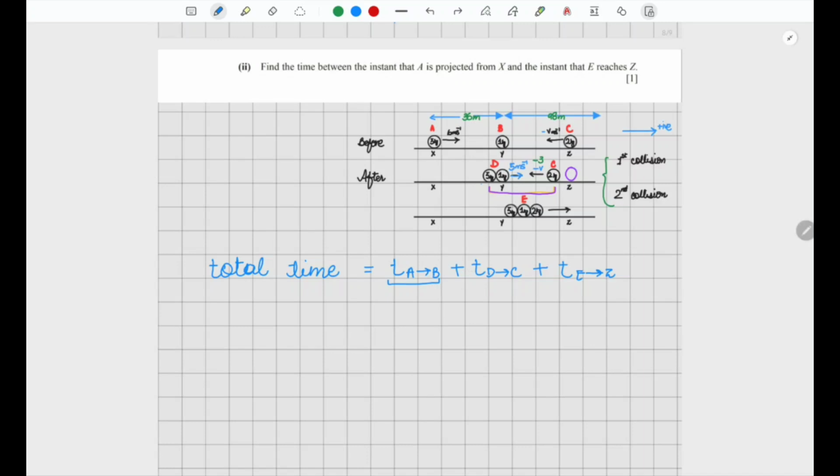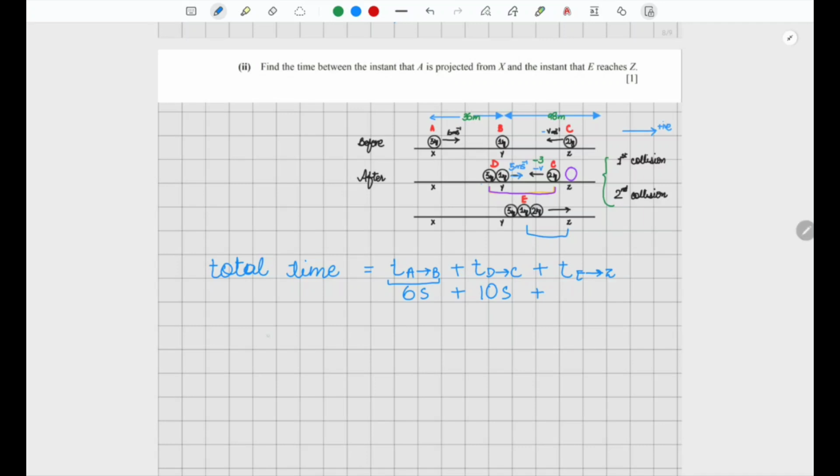Out of all these we know that A to B is 6 seconds. We know that D to C took 10 seconds. We only need to know how much time E took to reach Z. For this reason we should know how much distance is left for particle E to cover to come to Z. Okay, so let's find out.